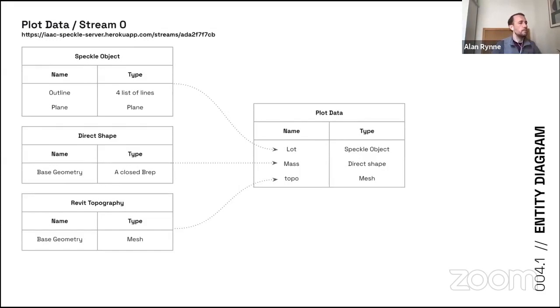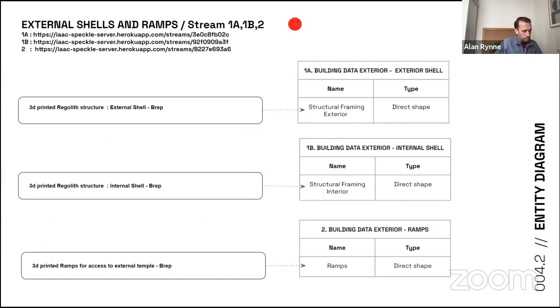and in Revit later. For the external elements, we created three different elements: the exterior shell, internal shell, and ramps. The exterior shell in the project is a 3D printed regolith structure element, which we build up as a B-wrap. And for the building data, we assigned structural framing exterior in direct shape. The internal shell is similar, with a difference in the name. And the ramps are also created in the B-wrap, which are also 3D printed in the project.